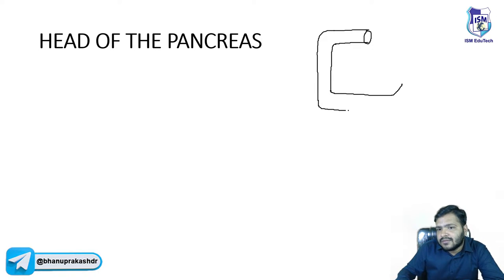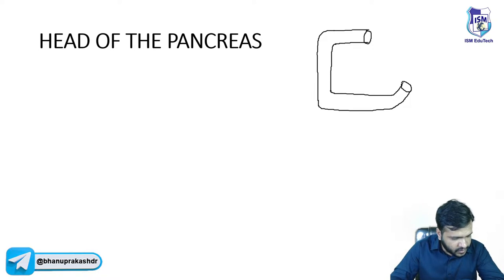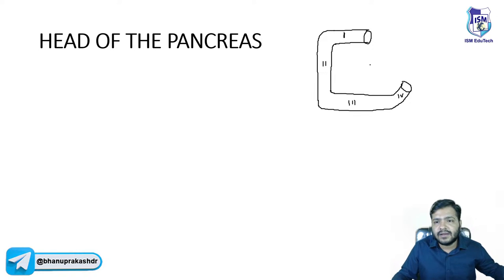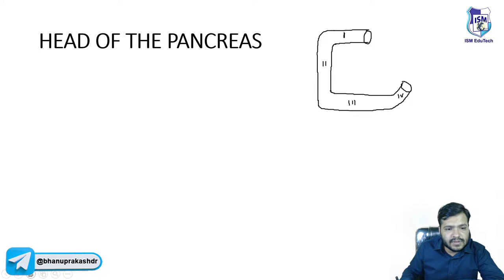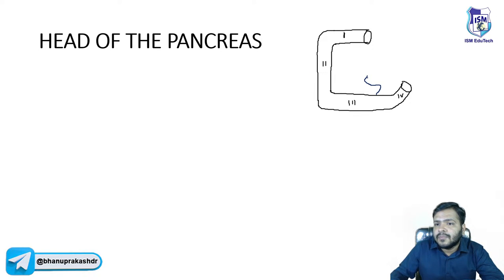You already know that this is the duodenum, right? And the duodenum has four parts: the first part, the second part, the third part, and the fourth part. And in the duodenal loop, we have this pancreas, and it is extending somewhat like this.